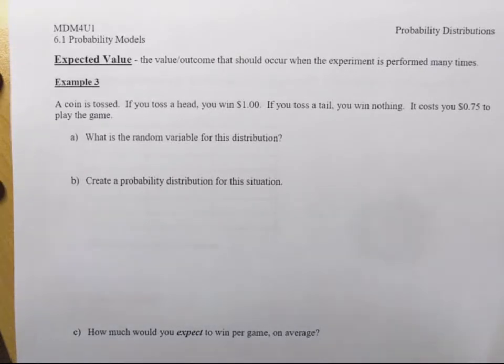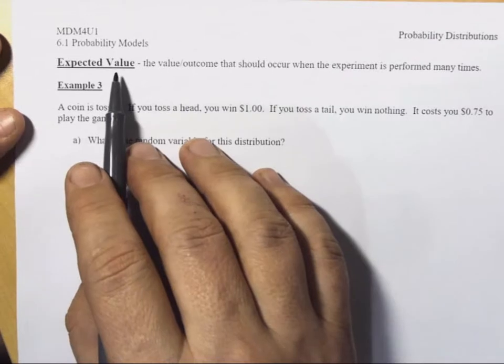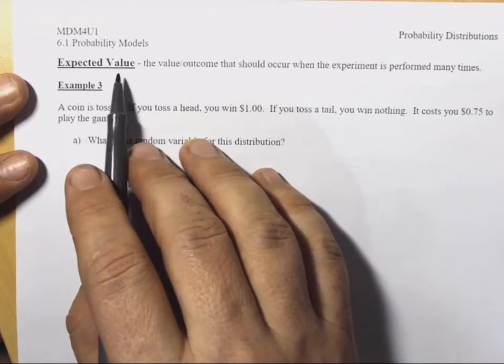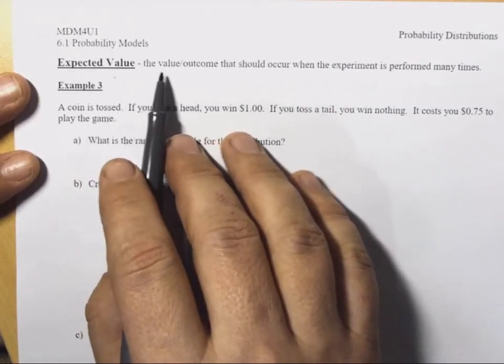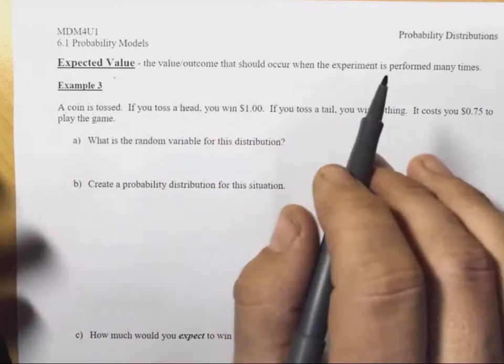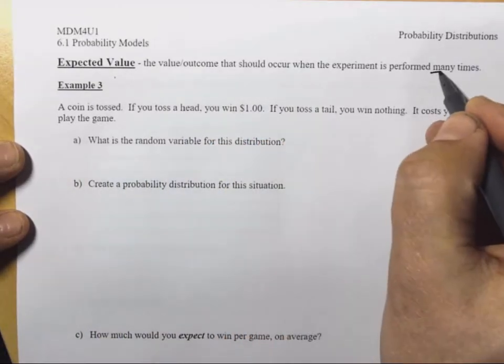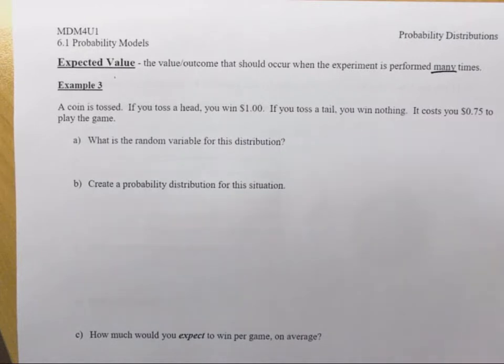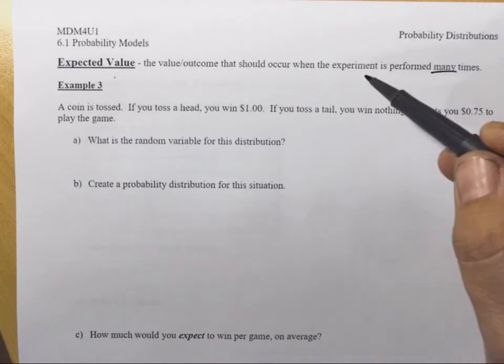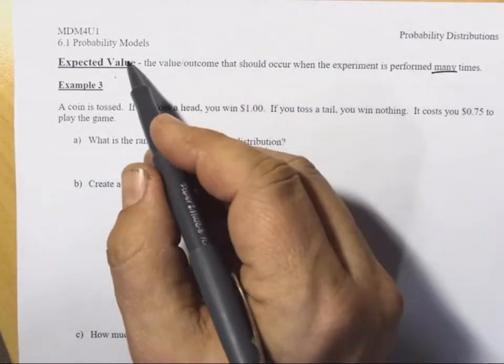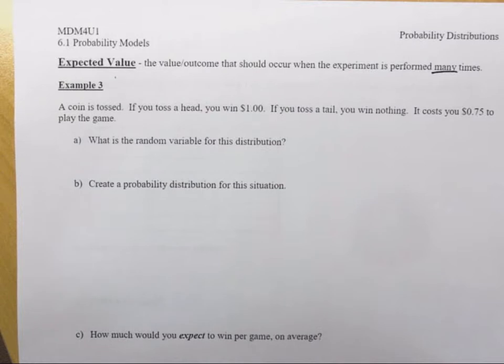Next page, page 3. Now we're going to move on to what's called expected value. The expected value of an event is the value or outcome that should occur when the experiment is performed many times. And I'm talking about hundreds or even thousands or hundreds of thousands of times. When we perform an experiment many times, the expected value is what should occur normally or most often. So in our previous example, that would have been 7. A sum of 7 on 2 dice should be our expected value because it's most likely to occur.